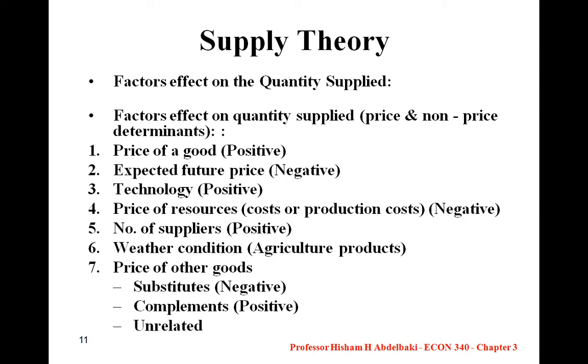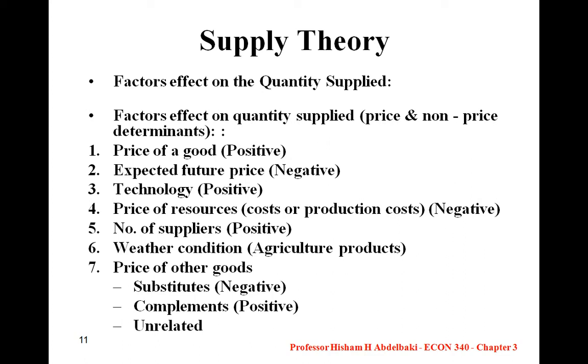Complements in production are nearly the same as in consumption. In consumption, complements means the consumer should consume both of them. Here it's the same: the supplier, firm, or producer should produce both of them. For example, the pen and its cover. The producer should produce the pen and its cover together.